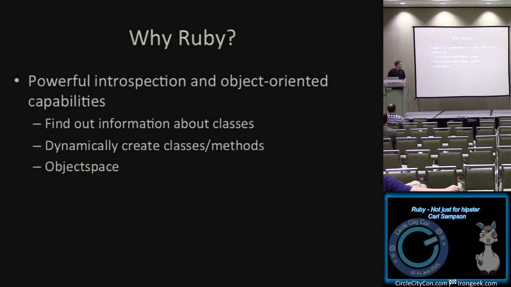So, like most scripting languages, Ruby has very powerful introspection and object-oriented capabilities. Like I mentioned, everything's an object. You can do everything that you would typically think of from an introspection standpoint, as far as finding out information about classes, methods, members, anything like that. You could dynamically create classes, methods, pretty much anything. It also has a really cool thing called ObjectSpace, which lets you iterate through the entire universe of objects that are running within your Ruby instance, and then do fun things with those. So that's kind of fun.